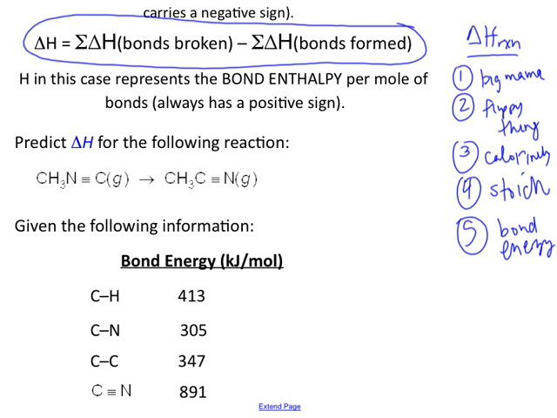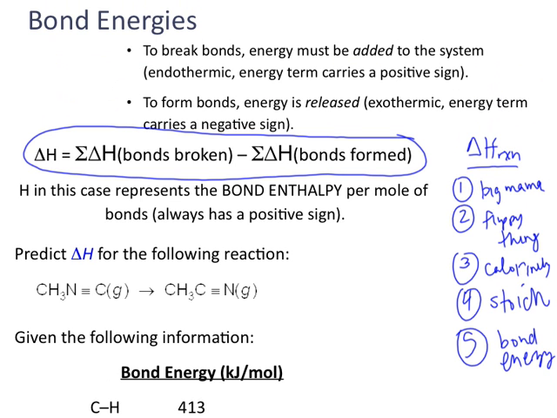So in lieu of us having to do those sign changes, it's been modified to just use all the positive values of the delta H's and just do bonds broken minus bonds formed. So that's all you need to remember. Bonds broken minus bonds formed.